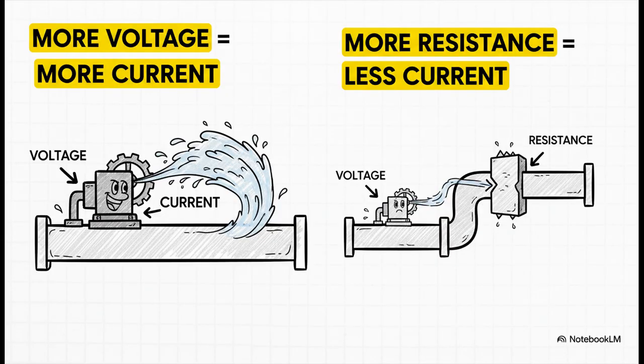So you can see the relationship between these three is actually pretty intuitive when you think about it like that. You get more pressure, that's more voltage, and you get more flow, which is more current. But if you add more friction, more resistance, well, the flow slows right down. It's all just a simple balancing act.